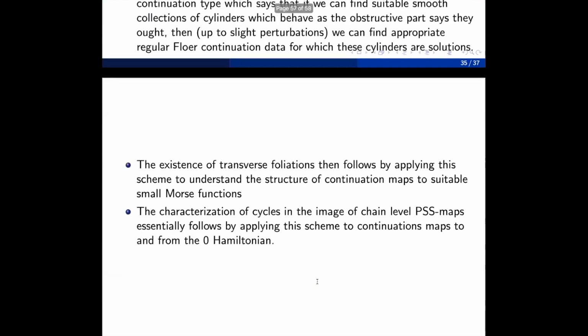You can then use this to pull information from systems that you understand to the system that you're studying. These foliations follow by applying this scheme to suitable small Morse functions. You essentially pull the transverse foliation from your Morse function to the system that you're studying, and you get a transverse foliation there. That's how you get your foliations. And characterizing the chain level PSS maps basically follows from applying the scheme to continuation maps from the zero Hamiltonian. You think of the chain level PSS maps as continuations from the zero Hamiltonian, and you do this scheme. That's it. Thanks, guys.